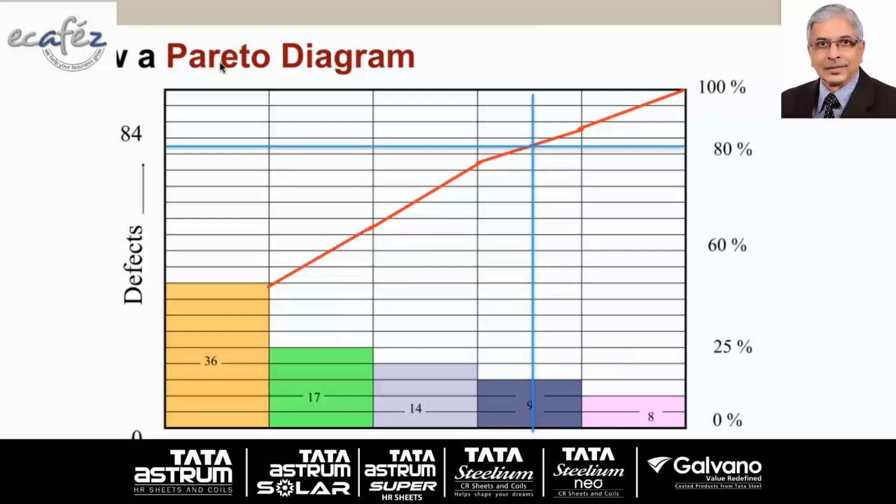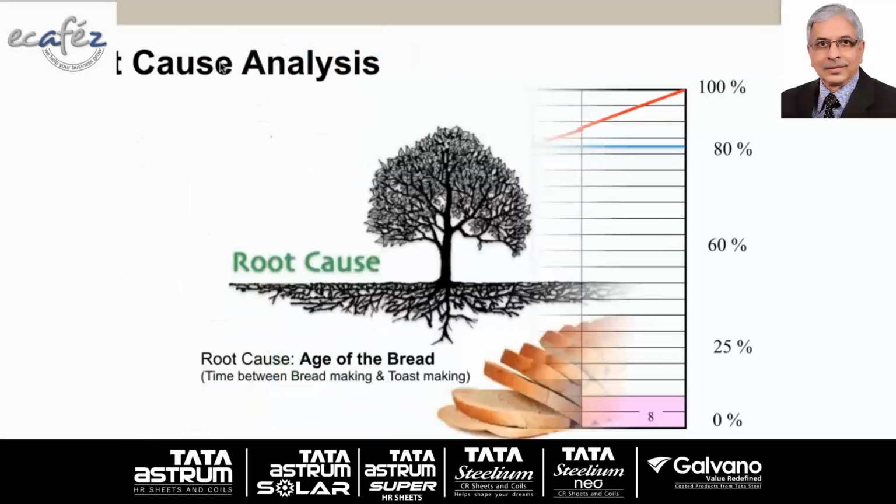So this is the use of the Pareto diagram to prioritize the problem. So number one priority is you must control the age of bread. The thermostat setting should be right. Then time setting should be right. Then temperature setting. So these are guiding you to control these critical parameters.